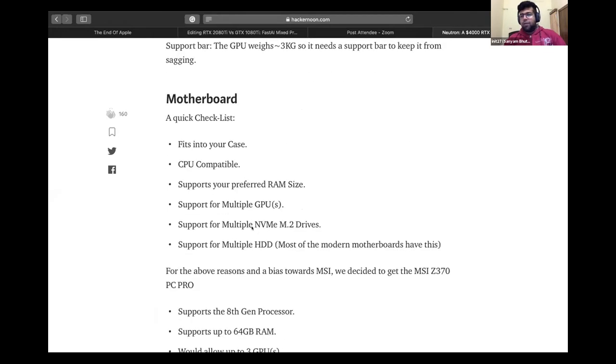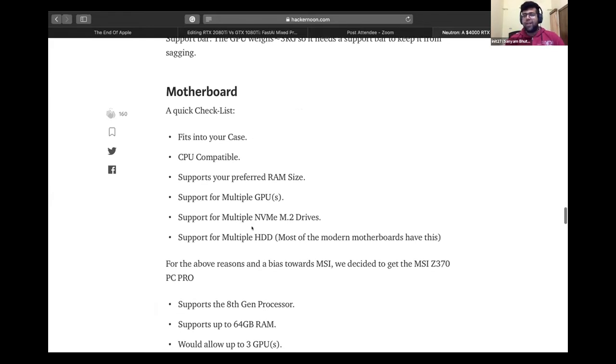So for the motherboard, you just need to make sure that all the components that you want, even in the future, will be supported. And since I was getting the MSI graphic card, I went ahead with the MSI motherboard as well, just for the sanity of having fewer compatibility issues.